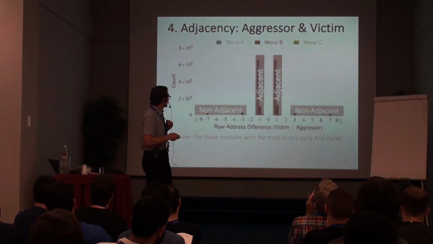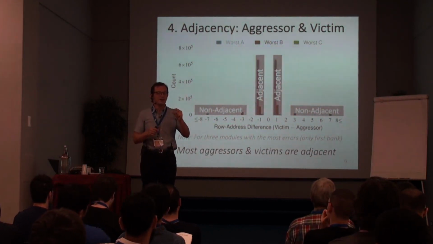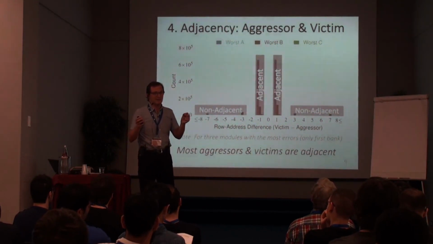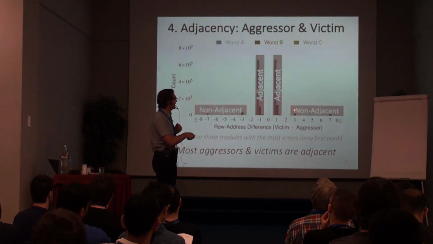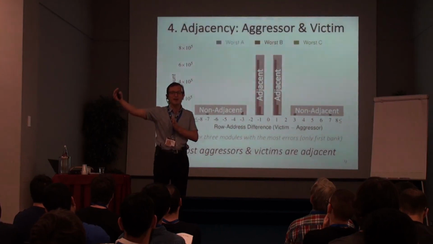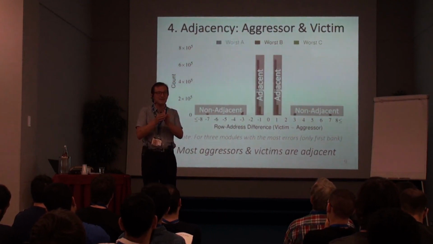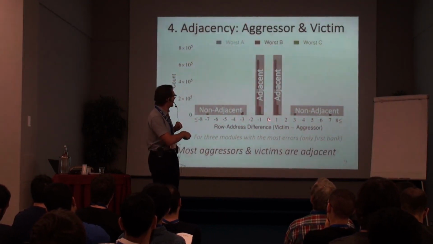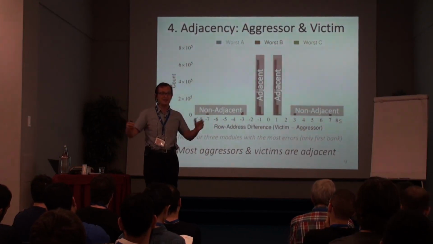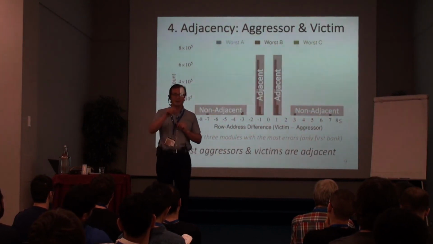Now, this could mean two things. One is the hammered row that's affecting the victim row is not physically adjacent. That could be one interpretation. Or these non-adjacent ones are actually physically adjacent, but they're mapped to somewhere else. Right? You're hammering this row, and you think that the addresses that are adjacent in the row address space are far away from each other, but in physical space they may be different because remember we talked about the row remapping internally in DRAM.